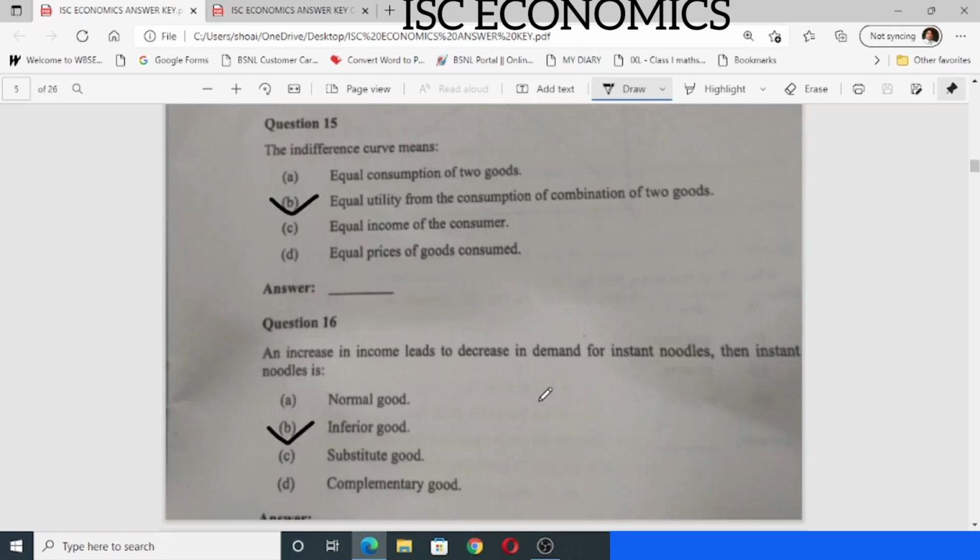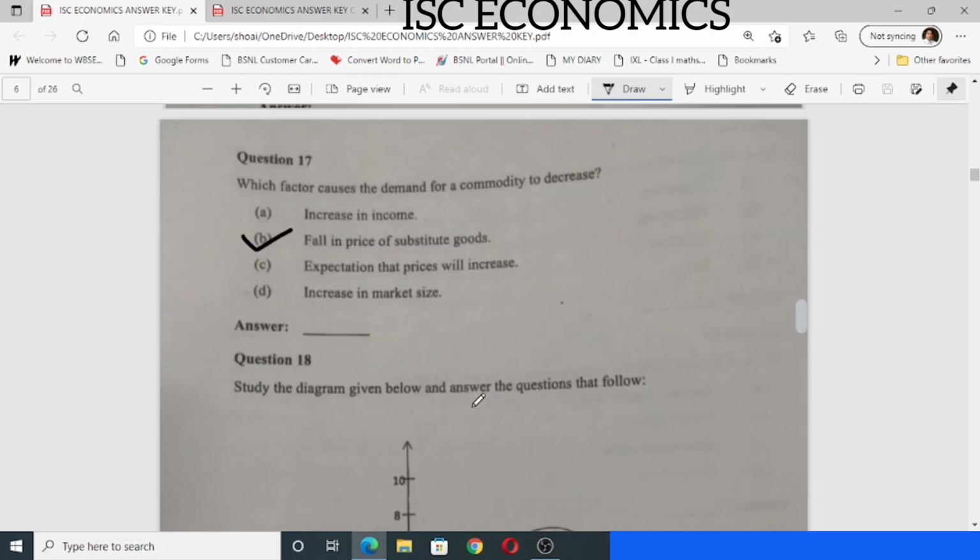Question number 15, B, equality of utility for the consumption of a combination of two goods. 16, B, inferior goods. Number 17, which factor causes the demand for a commodity to decrease? B, fall in price of substitute good.